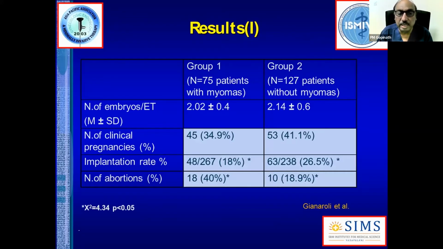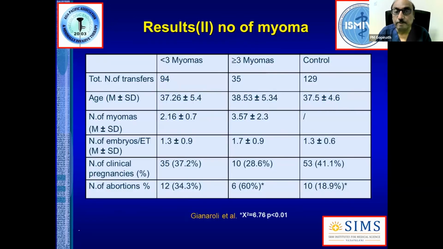Here again, in the study, you will see that the clinical pregnancy rate in patients without myoma is 41%, and with myoma it is about 34%. You look at the number of abortions: it is about 18.9% without myoma, whereas if myoma is there, it goes as high as about 40%.